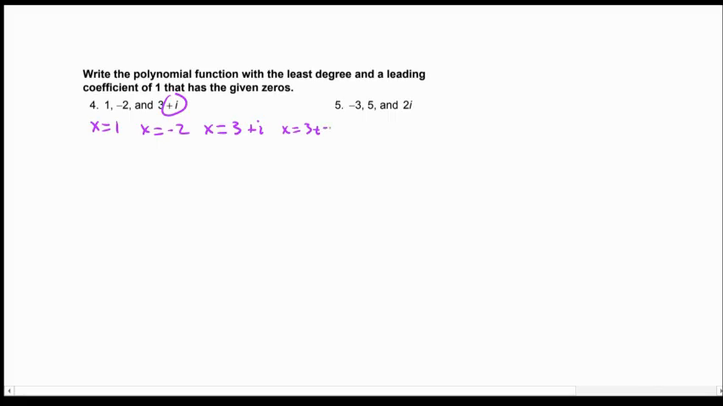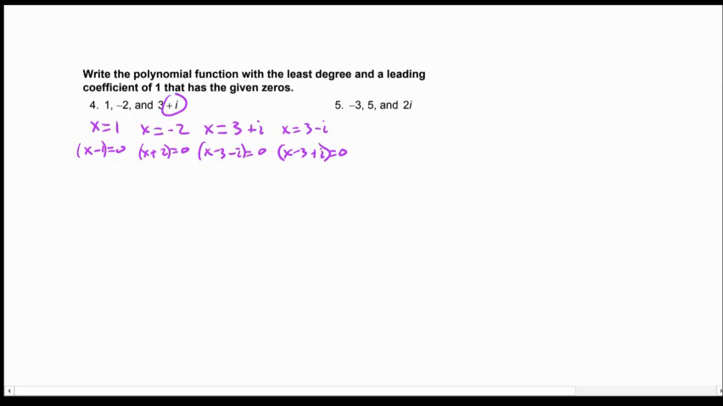3 minus i. So there's 4 zeros here technically, and I need to write the equation that has those in it. And so basically, if I were trying to figure out what makes them 0, then I really am just subtracting this from each side here. And so really these are all going to be part of my equation.